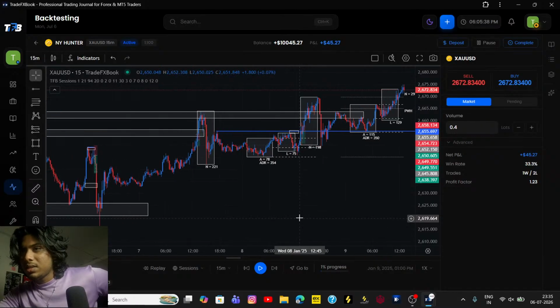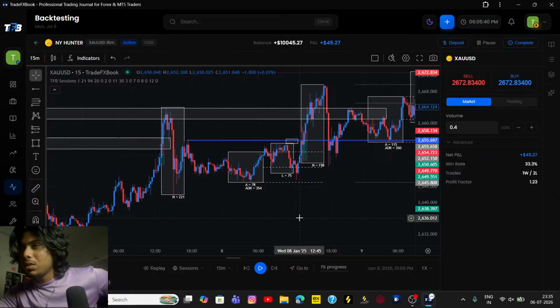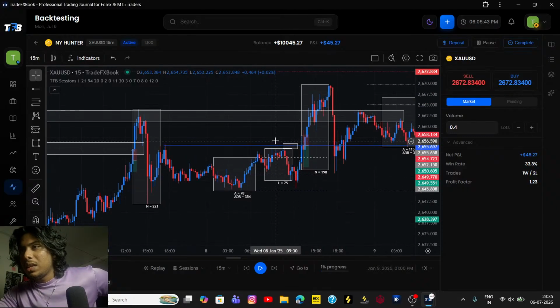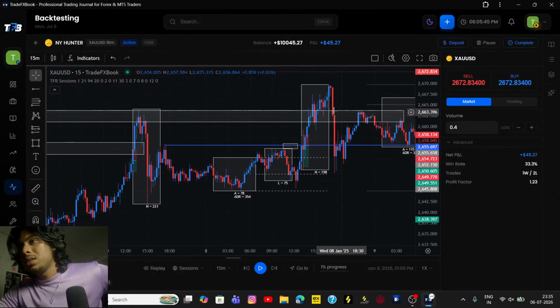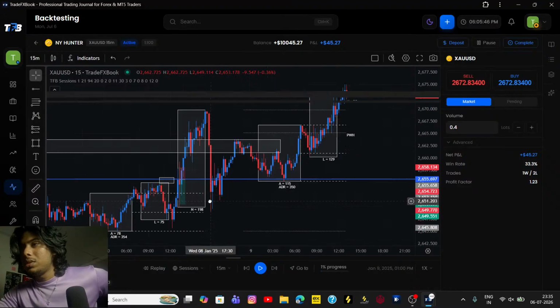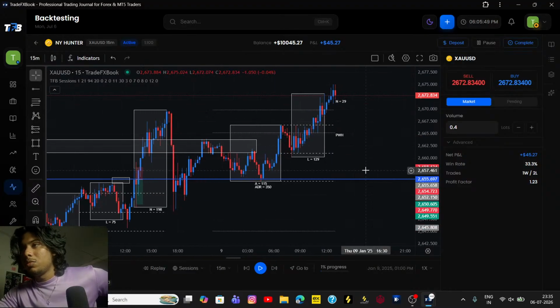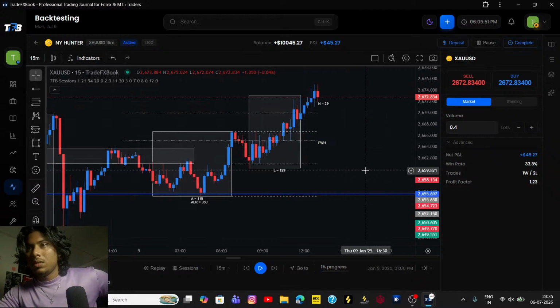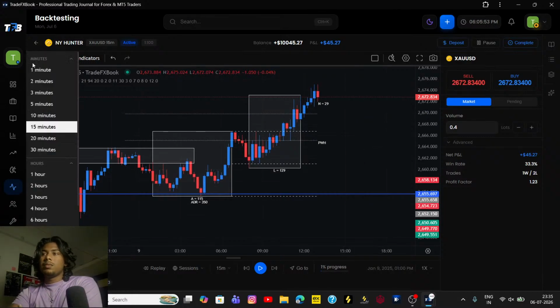Actually, as you can see, our bias was always right, but it tapped to our main zone, which is here, and took the SLs and came down, which doesn't matter now. Let's move on here. Okay, let's move on to 5 minutes time frame.